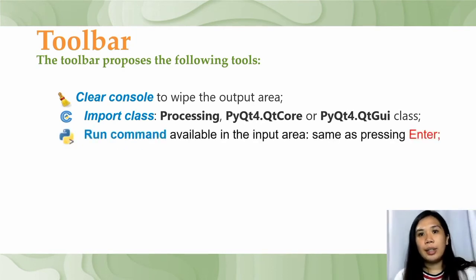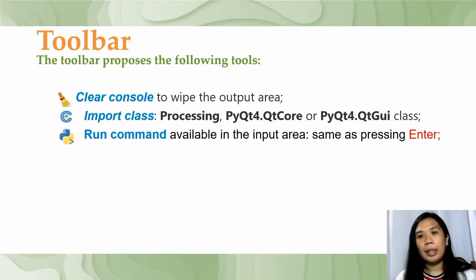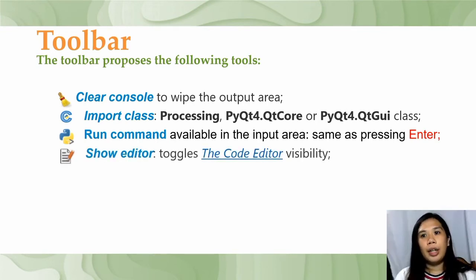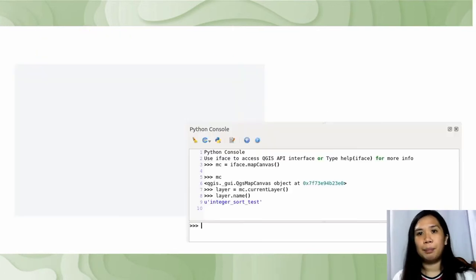And next is the run command. It is available in the input area. It is also the same as pressing enter. So here is the show editor. It toggles the code editor visibility. Next is the options and help.